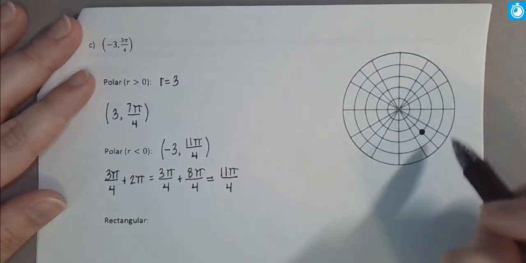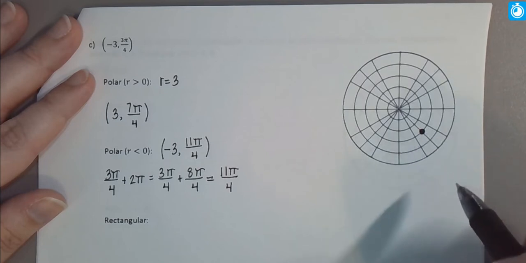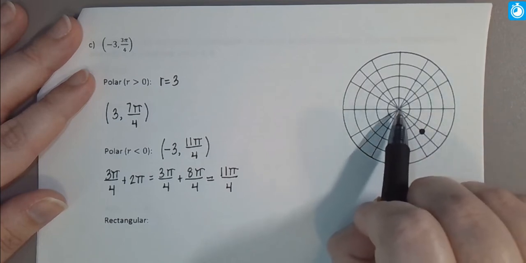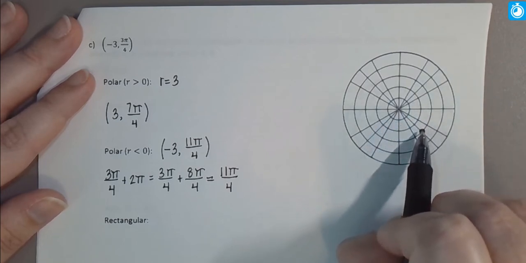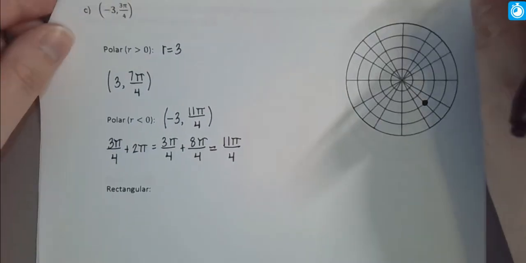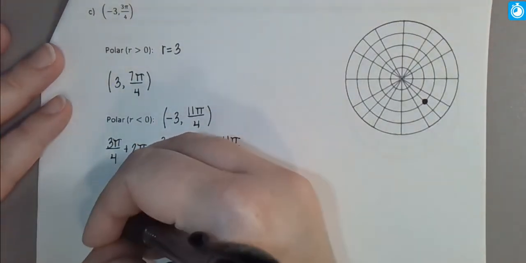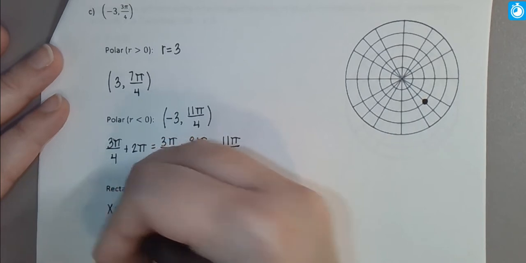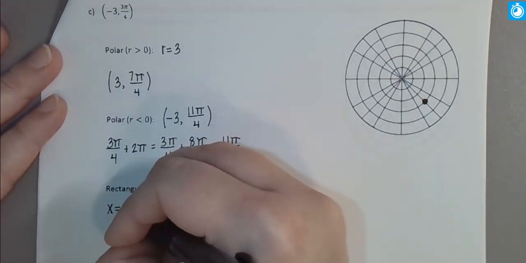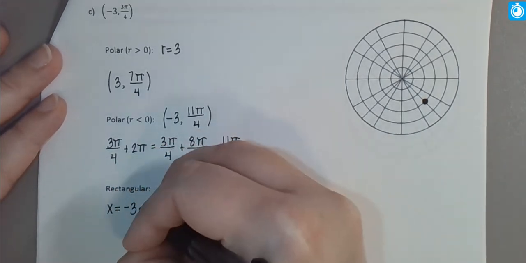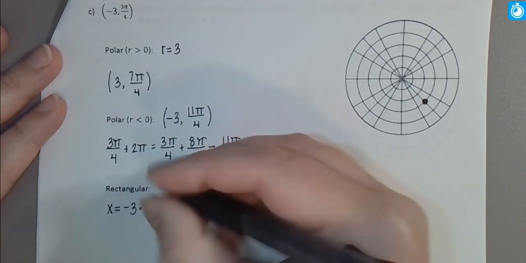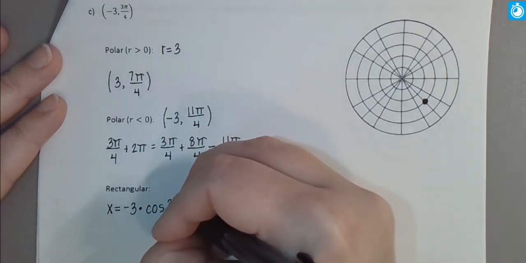So what about the rectangular coordinates? Well, since this particular location is in the 4th quadrant, x would be positive and y would be negative. So what are those values going to be in this case? So x is going to be our value for r, which is negative 3, times our cosine of 3 pi over 4.